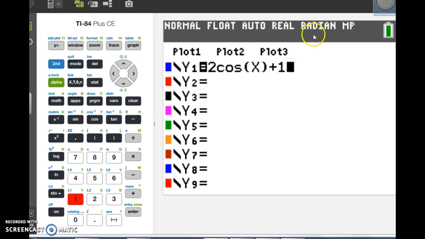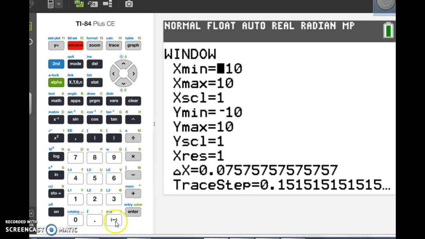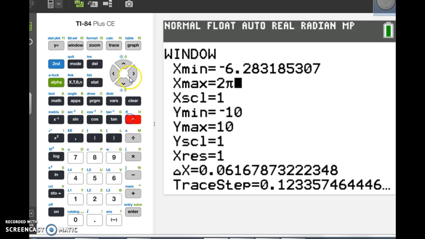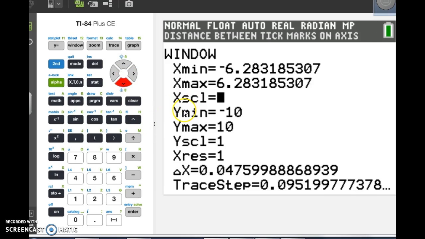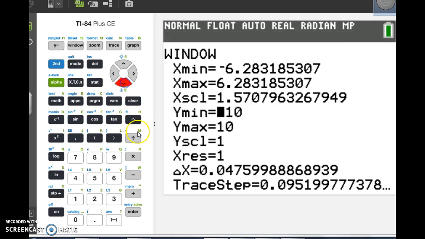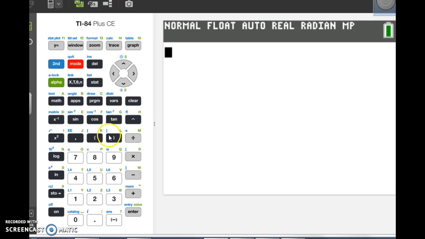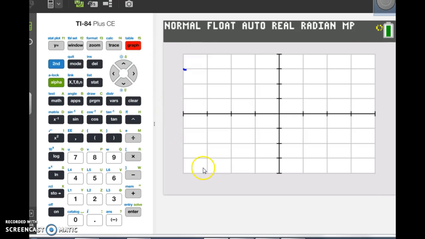I want to make sure I'm in radian mode. Notice this says radian right here. And I want to set my window from negative 2 pi to positive 2 pi, because that's what's on the graph. Then for my scale, I'm going by quadrantal angles, 90 degrees, so I'm going to use pi over 2. On this particular graph, the y went from negative 4 to positive 4, so I'll use negative 4 to positive 4 so we can see what happens. Now that I've got all that set, all I have to do is hit my graph key. There is my new graph.